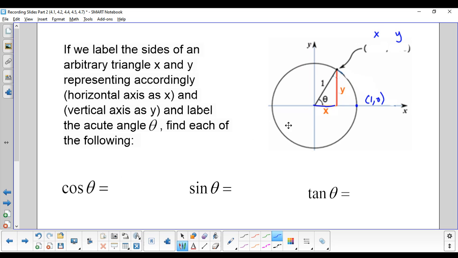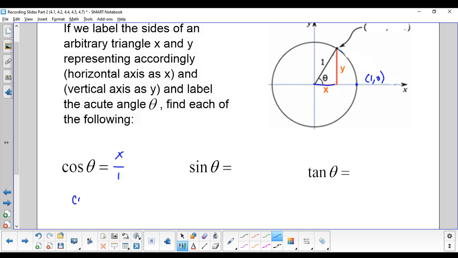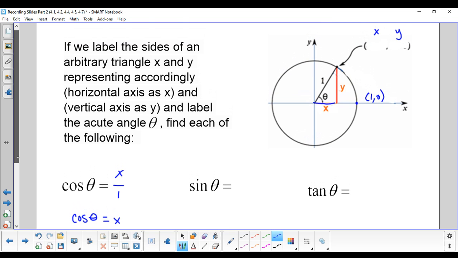Recall cosine is the adjacent side over the hypotenuse. In this case, that would be x over 1. Well, x over 1 is the same thing as just x. What this tells us is that the horizontal distance from the origin out is the same as taking cosine of whatever angle measurement you are trying to calculate. Or it's another way of saying the x coordinate is cosine of your angle measure.